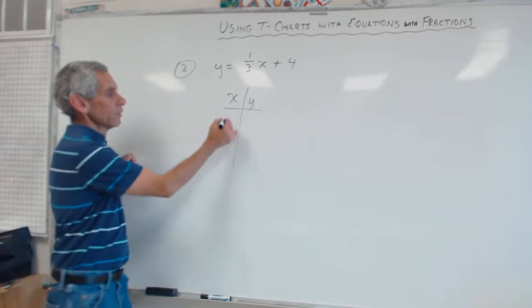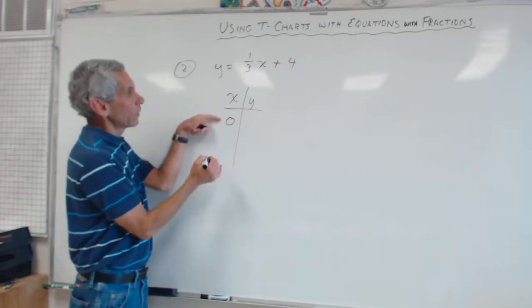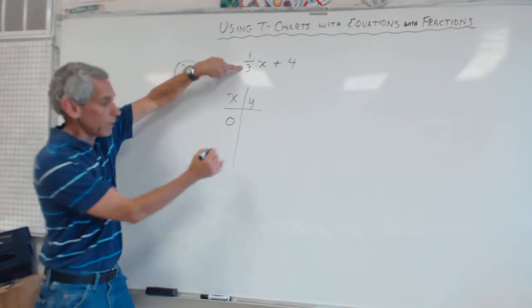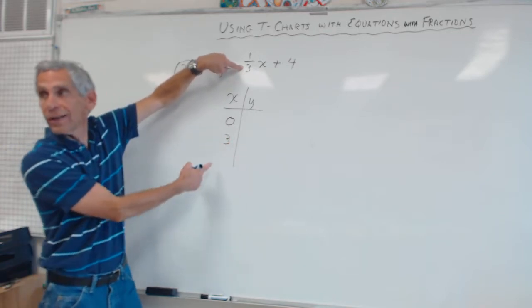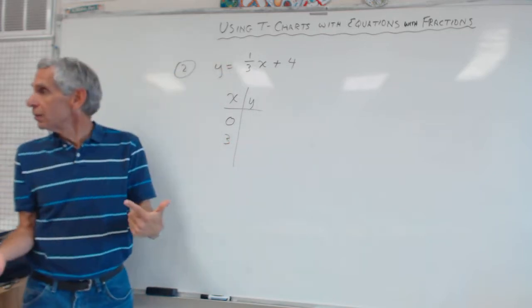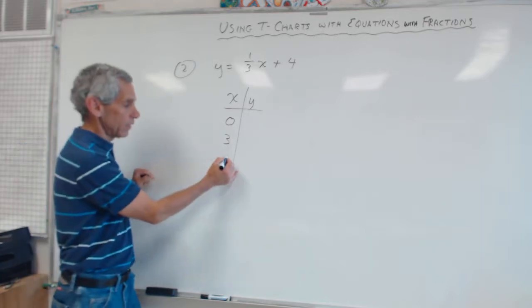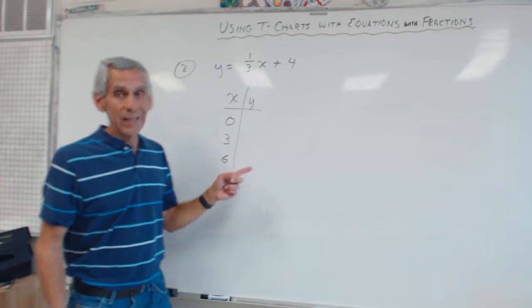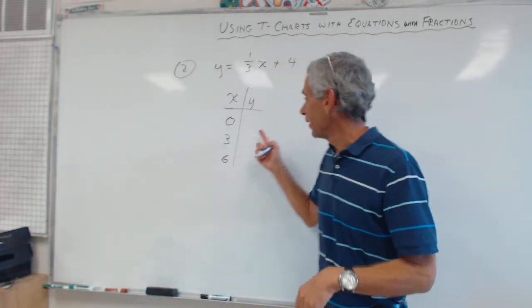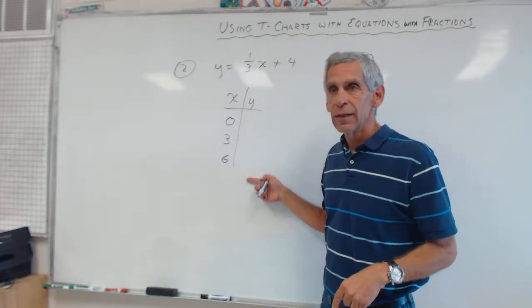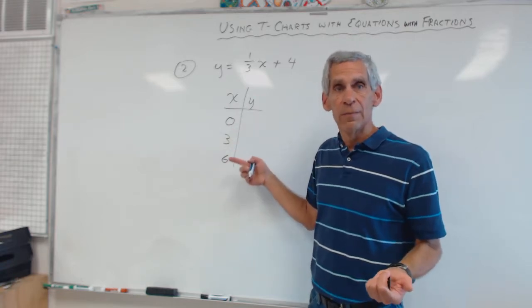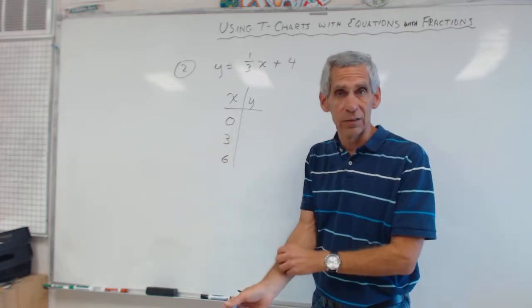0, 3, and 6. 0 is always my first one. The second one is the denominator, 3. And the third one is always twice the denominator, which is 6, and then you'll have no fractions here. Now, is it absolutely essential to have no fractions here? No. If it's easy to graph with a fraction and you'd rather do 0, 1, and 2, that's fine. But sometimes it's hard to do with a fraction.